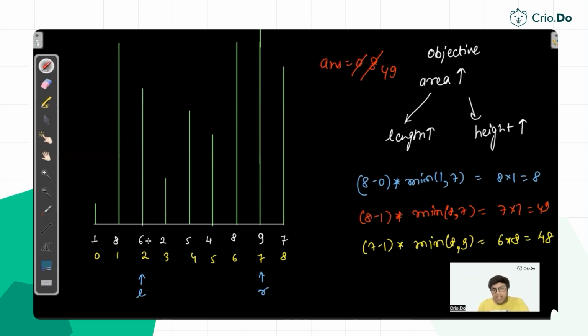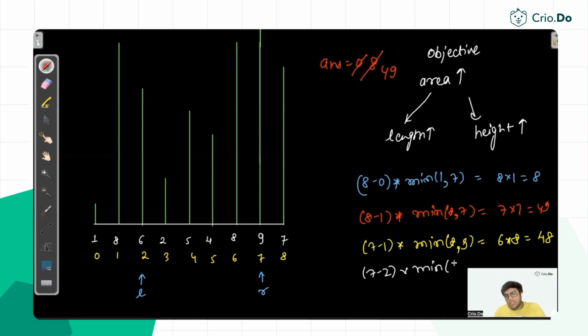So now what is the area? Area will be 7 minus 2. That is the distance. Into minimum of 6 comma 9. So minimum of 6 comma 9 will be 6 only. So 5 into 6, very less height, only 30, not better than the previous height. Again, discard the smaller one. That is, discard the left height.